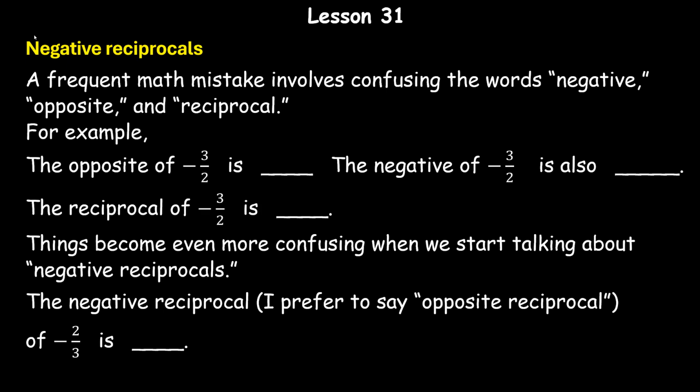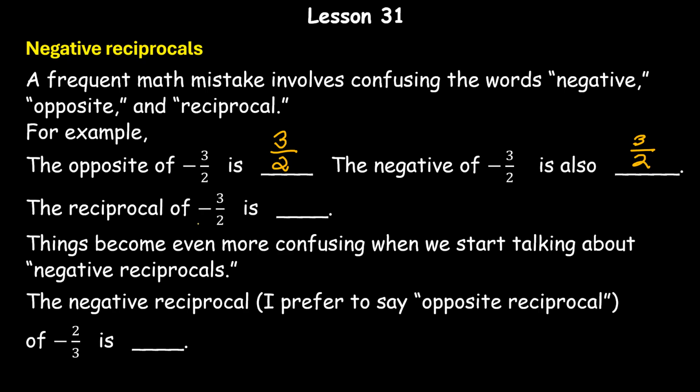All right. So when you hear the word opposite of a number, it means the negative of that number. So opposite and negative mean the same thing. So the opposite of negative 3/2 is positive 3/2. You just change the sign. That's it. That's the opposite. The negative of negative 3/2 is also positive 3/2. Just means change the sign.